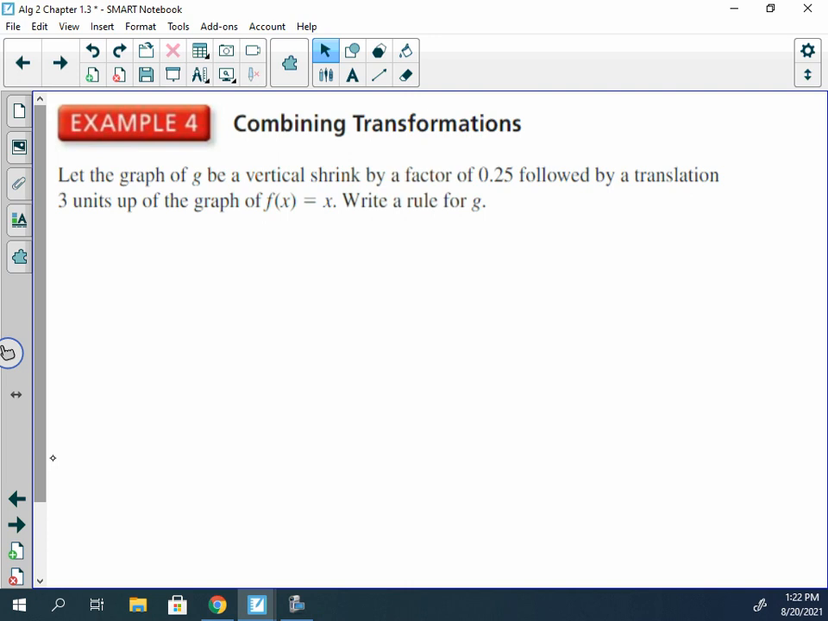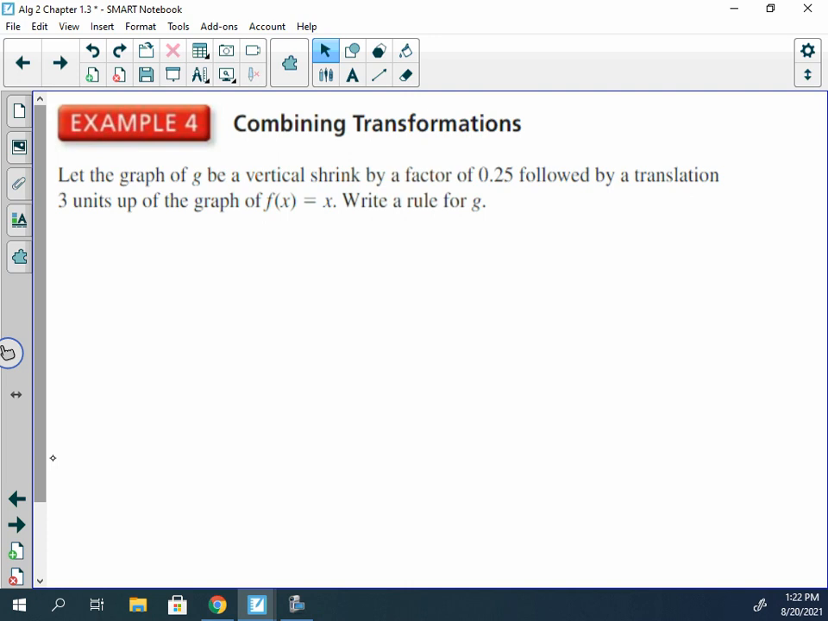Because as we saw with vertical stretch or shrink, that factor of a, whatever we stretched or shrunk the function, affected every single part of the function. It affected the absolute values and the number we added or subtracted from it. It affects everything. So we're not going to try to do this all at once. We'll do it one step at a time.